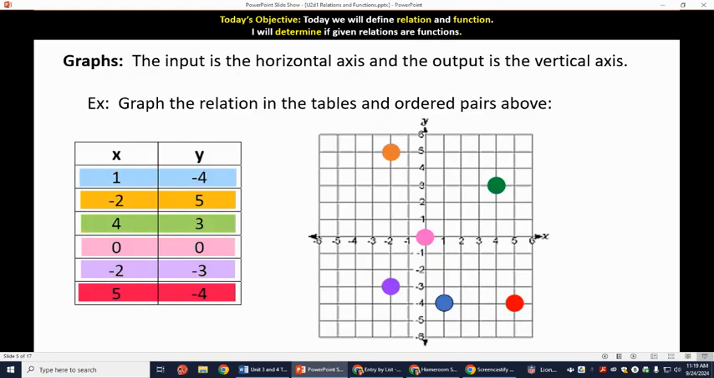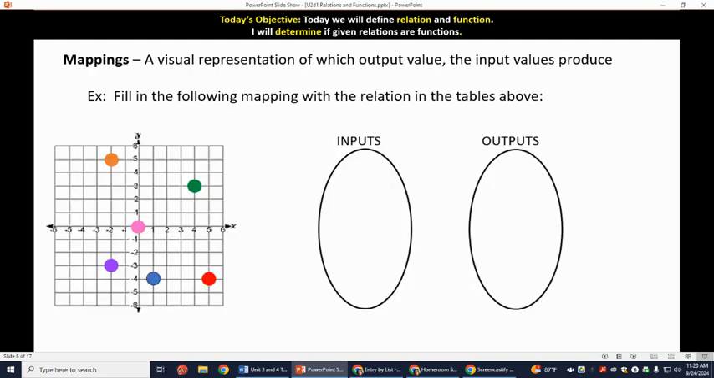Alright, so that's graphs. So we looked at tables, we looked at ordered pairs, we looked at graphs. The next thing we're going to look at is mappings. Mapping is just a visual representation of which output value the input value produces. Okay? Fill in the mapping with the relation in the tables above. Remember, your inputs are your x values, and generally, it's not required, but generally we'll do them from smallest to biggest, and if they repeat, you don't have to rewrite them.